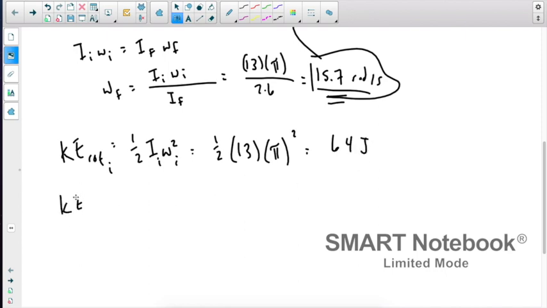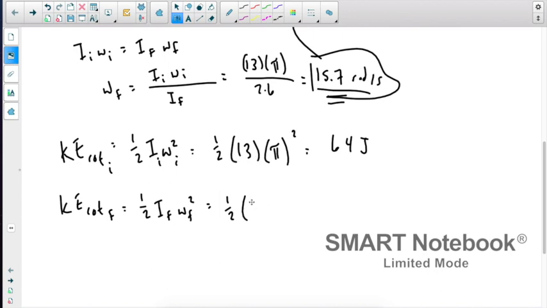His final rotational kinetic energy, do we think it's going to go up or down? Well, it's difficult to say. We know that his rotational inertia went down, but his angular velocity went up. And because we're squaring that, I'm probably going to think that that's going to matter more. He's probably increased his rotational kinetic energy. So I can think about it conceptually. Let's see if that is indeed the case.